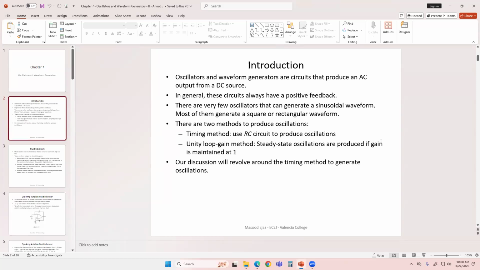There are 2 methods to produce oscillations. The first one, which we are going to use mostly, is the RC circuit. With an RC circuit, the capacitor charges and discharges, and that produces an output that will oscillate between V saturation and negative V saturation. That's what we are going to use, the timing method. And then there is another method, the unity loop gain method, in which we keep the gain at 1, and keeping the gain at 1 can also produce steady state oscillation for certain oscillators. But in this chapter, for all the different circuits that we are going to study, we are going to use the timing method.